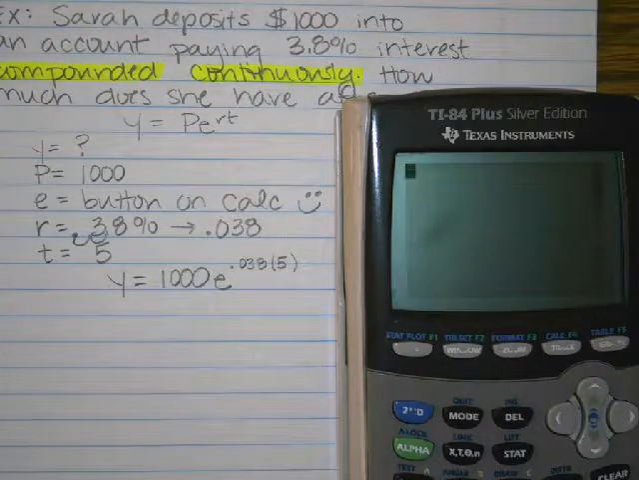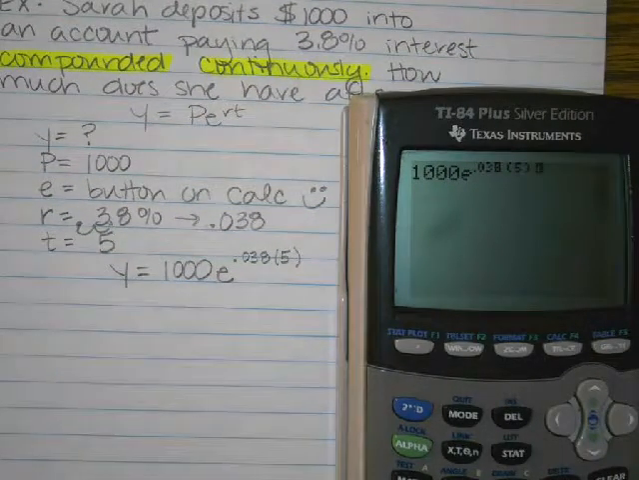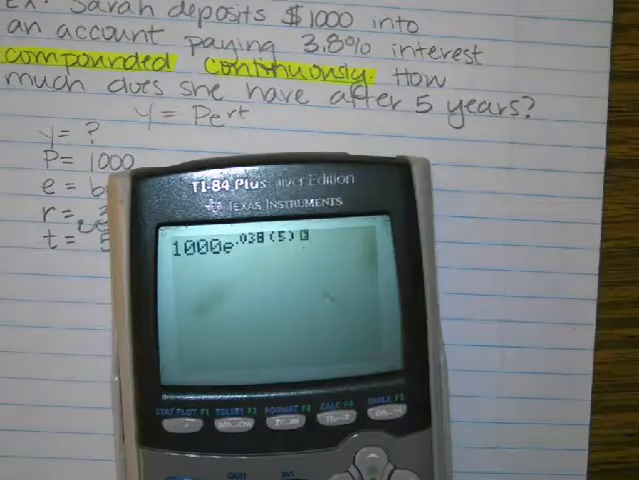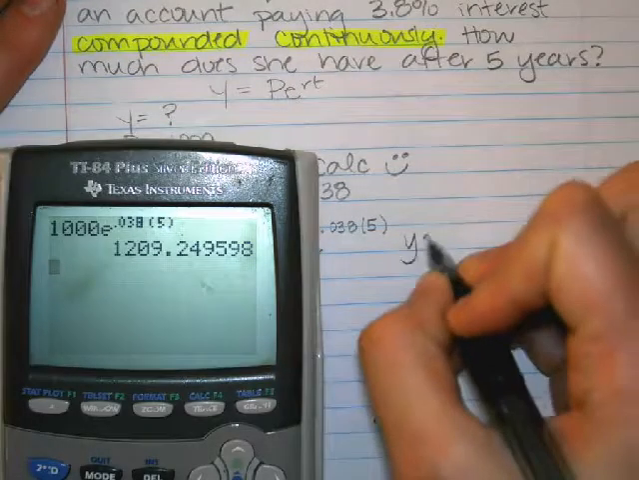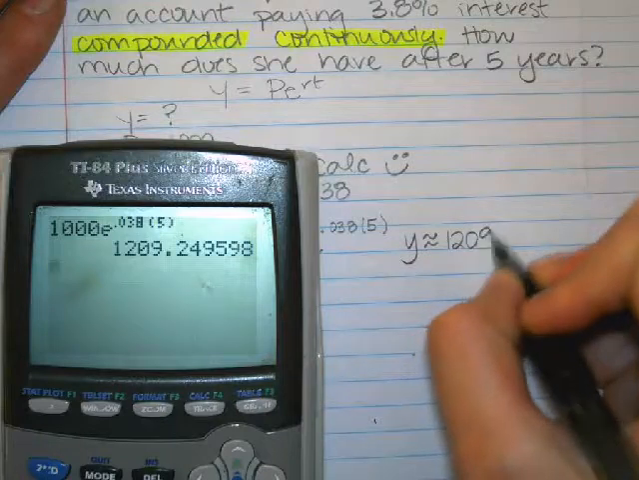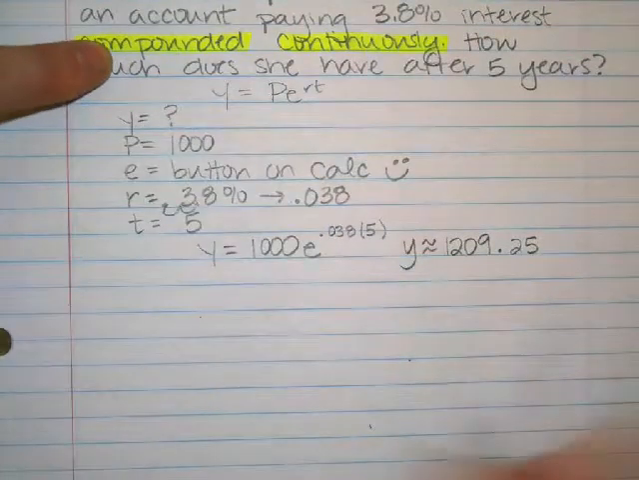All right. E is a button on your calculator. All right, let's go ahead and type it in. We got 1,000. So second LN to get the E button. Yep. Okay. All right, and so I'm going to say y is approximately 1,209. What decimals should I put? 25. What are the units on this number? It's money, so it's dollars.